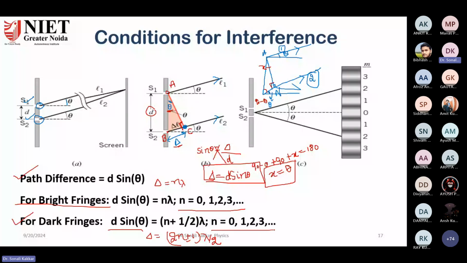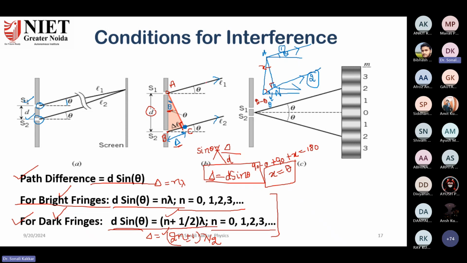n is equal to 0, 1, 2, 3. If you take 2 common, then it will be (n plus half) lambda. This and this expression are the same. So these are the conditions for bright and dark fringes. So you understand, we are only considering two rays, calculating its path difference. For bright fringe, we are putting the condition for constructive interference. For dark fringe, we are putting the condition of destructive interference.